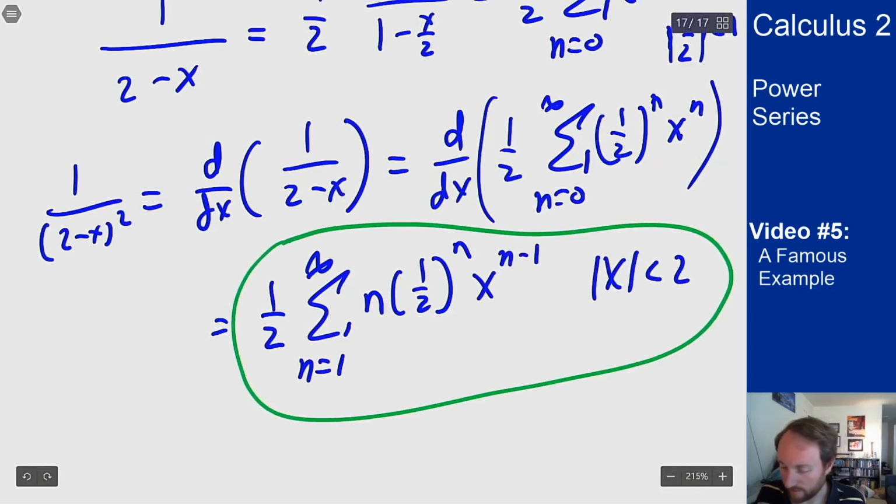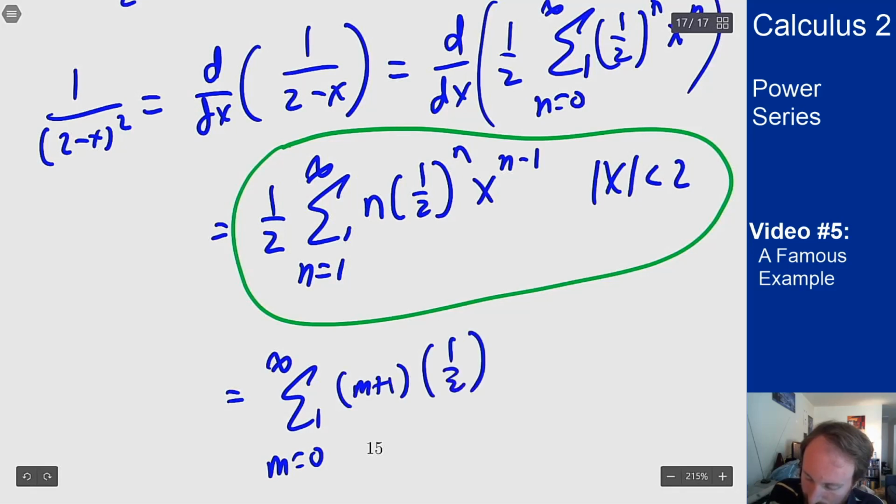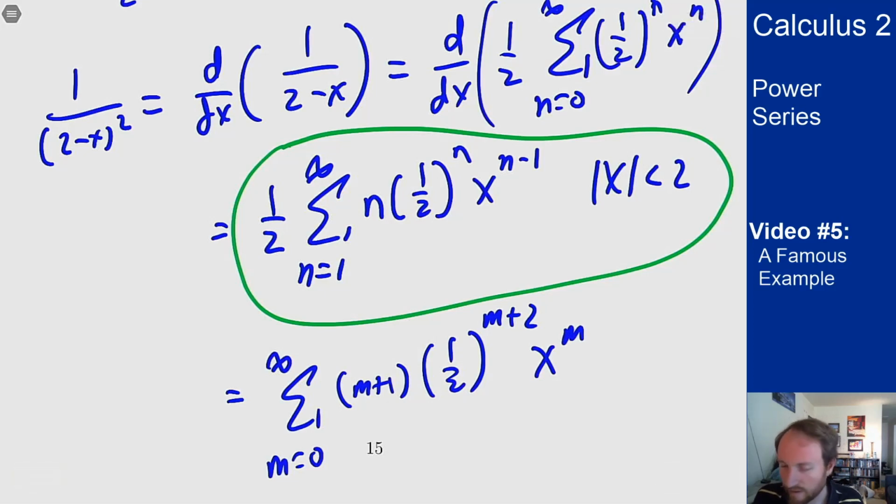You could shift this a little bit and write it as something like sum from m equals 0 to infinity of m plus 1, 1/2 to the m plus 2, x to the m, if you wanted to, but you don't have to make that change. The answer there is totally fine. This just gives you one more example of a power series, and one that converges to a function you already know and know a lot about, as well as another trick for figuring out power series that you don't know using derivatives of those functions as well.